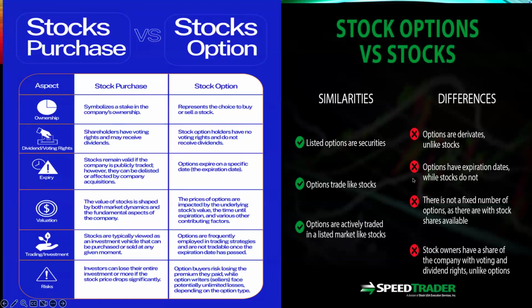What is different is that options are derivatives, unlike stock. Options have expiration dates while stock does not have an expiration date. There is no fixed number of options as there is with stock. And the stock owner has a share of the company with voting and dividend rights, unlike options. That's the difference.